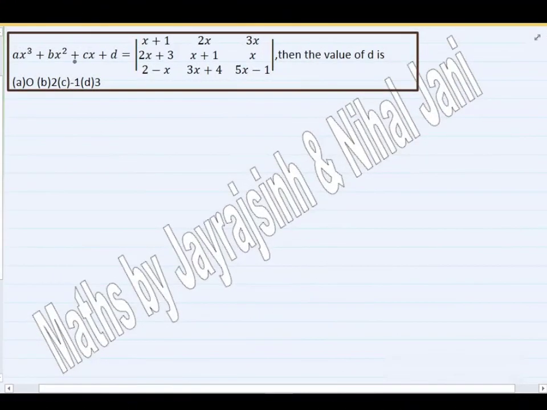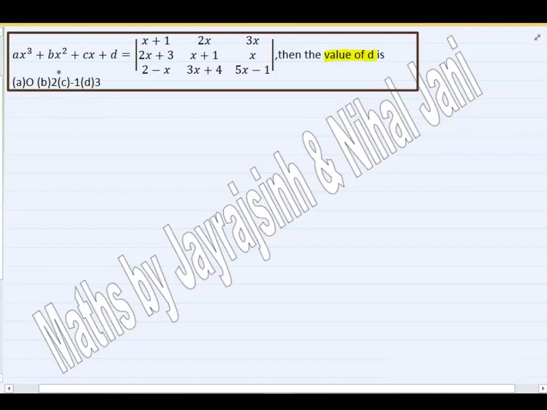Now here we have one of my favorite questions, and after this solution, I promise it will become your favorite question too. Here we have a polynomial on the left side, ax cube plus bx square plus cx plus d, is equal to, on the right side, a determinant fully filled with x, and we have to find the value of d, right? Here you have to notice that we have to find the value of d, not x, right? And this condition is given in the question, so we don't have to check this condition also.